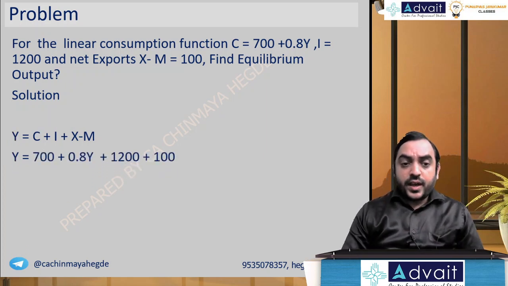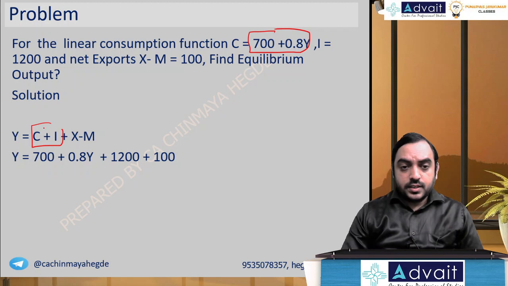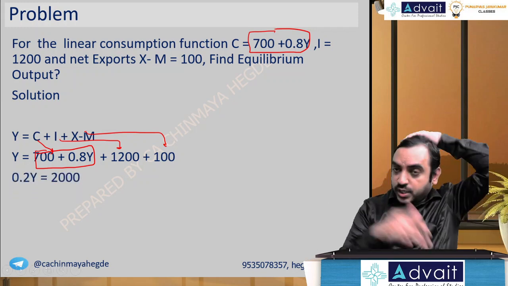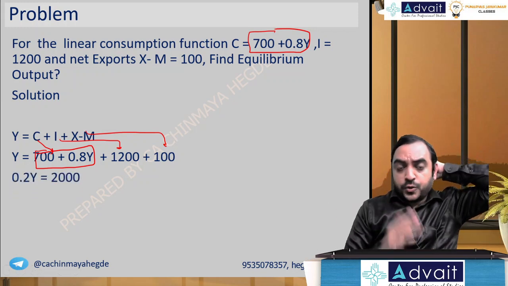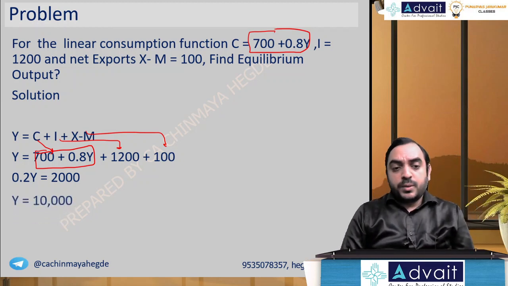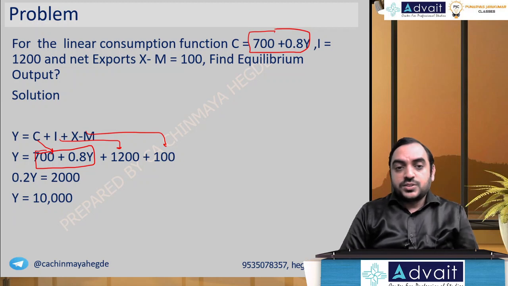So income is Y, and C plus I, C is 700 plus 0.8y, investment is 1200, net exports is 100. So Y comes to the left side, 0.8y comes to the left side, 1 minus 0.8 is 0.2. 700 plus 1200 plus 100 is 2000. 2000 by 0.2, that is 10,000.